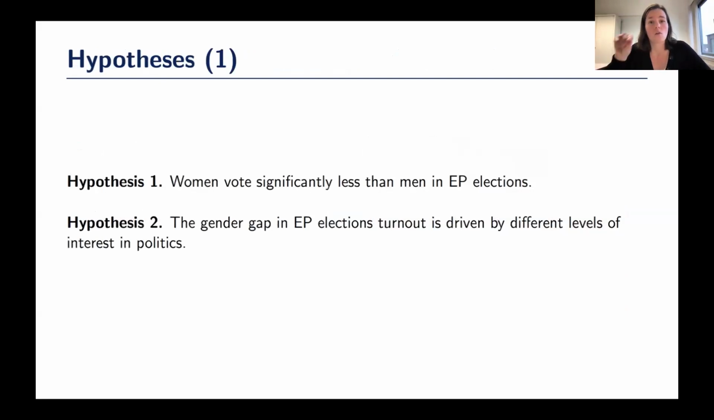Focusing on those elections, we expect to find evidence of a gender gap, and a traditional one. So we expect to find that women vote significantly less than men in those types of elections. And because they are second order elections, and because psychological involvement matters more in making the difference between who turns out to vote and who doesn't, we think that interest in politics is going to be the key variable that explains why women aren't turning out as much in European Parliament elections. So those are our first two hypotheses. Women will vote significantly less than men in European Parliament elections, and that is due to lower levels of interest in politics.